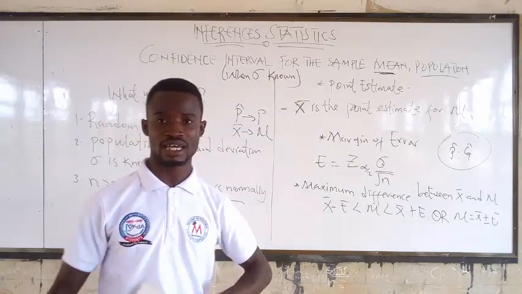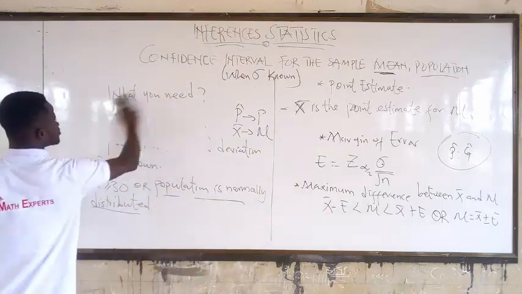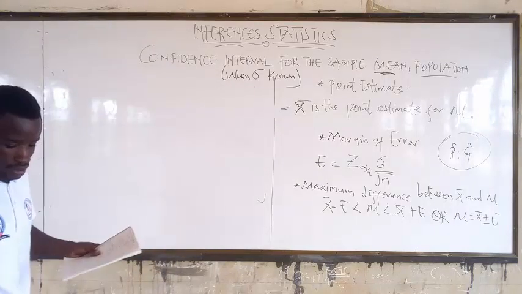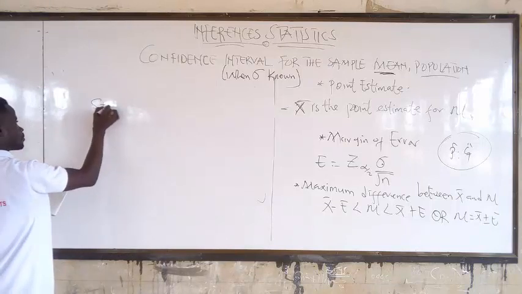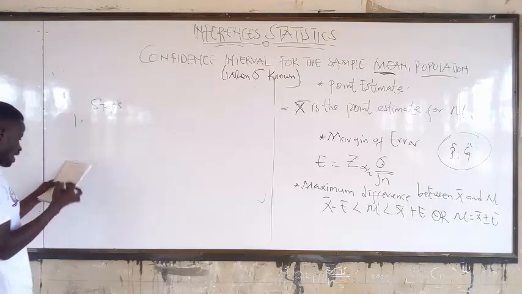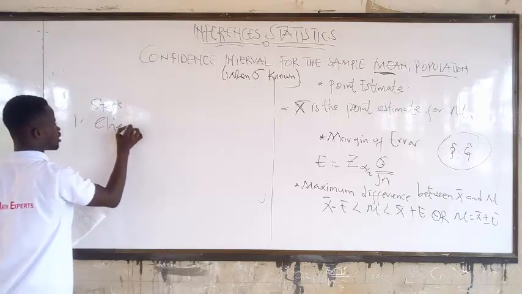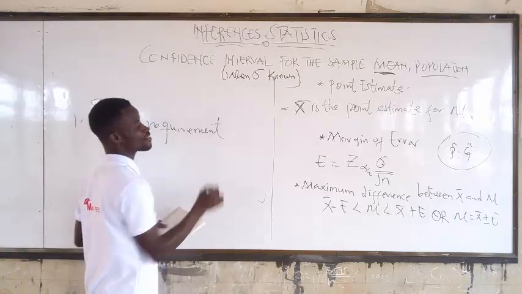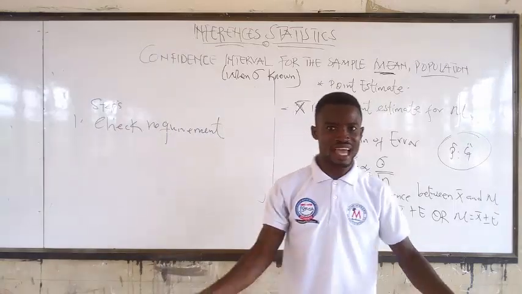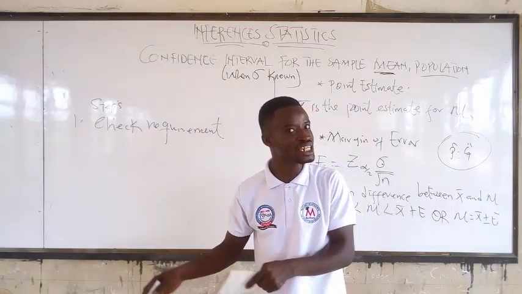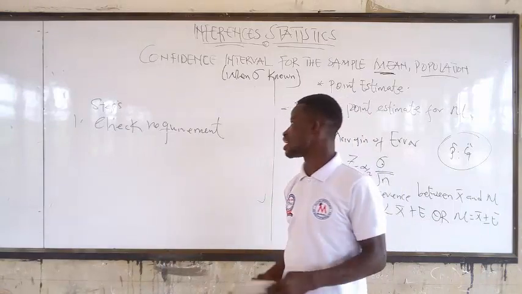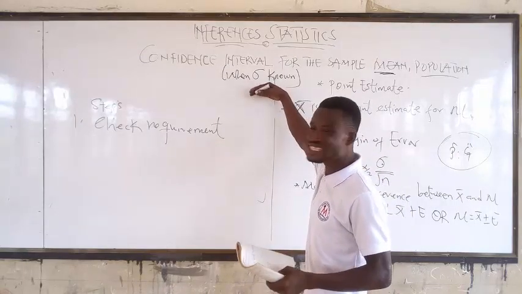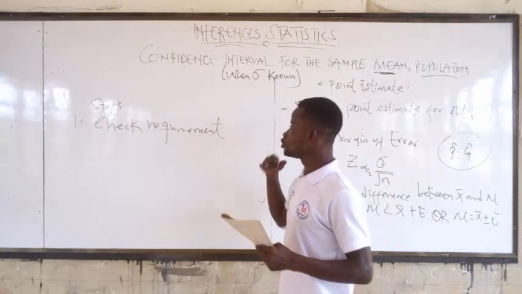Let me give you the steps. The first thing to do is to check requirements. Please, it's very, very necessary. It's not that the person will tell you that he is talking of proportion or talking of mean. And if it is mean, you only have two things there: whether the standard deviation is known or unknown. But for now, I'm basing on the known. So you check for requirements.